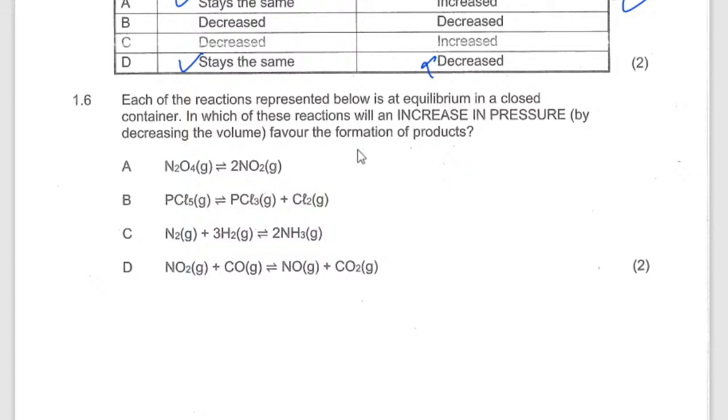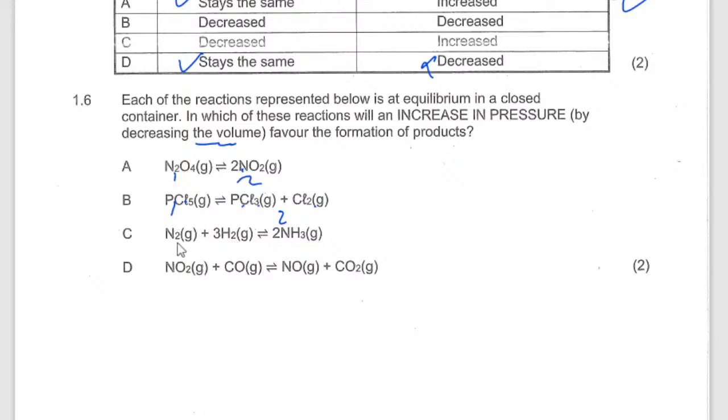So in this case, an increase in pressure means that you're decreasing the volume. So it will favor the reaction which has the minimum amount of moles. If you have 4 versus 2, it will favor the one which has 2, because you have increased the pressure and decreased the volume. So in this case, we have to look at the moles: this is 1 mole, then this is 2 moles, so it can't form that. This is 1 mole, this is 2, this is 3, this is 2, this is 1, this is 1, this is 2.